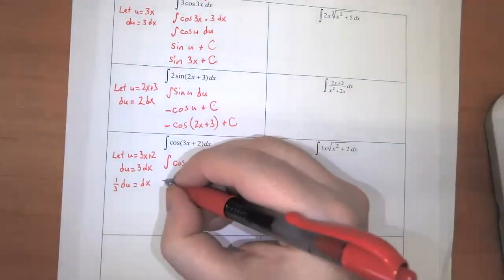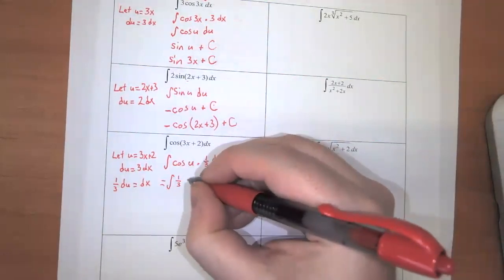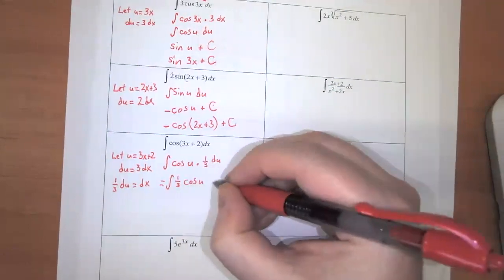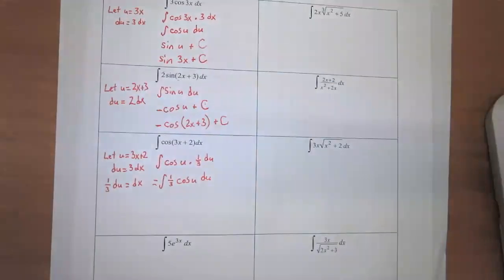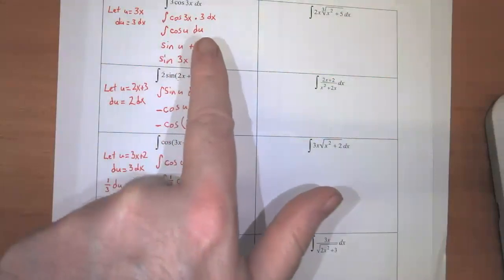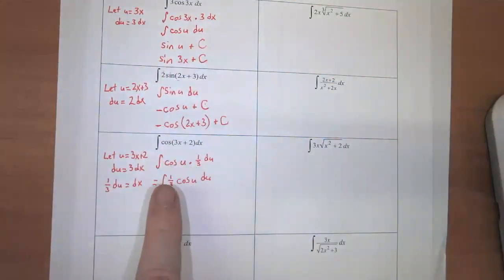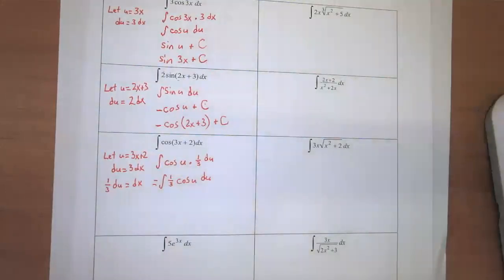And maybe just for kicks, I'll rearrange this a little bit: 1/3 times cosine of u du. All right, now I've got another little bit of a problem. In the problem up here, I had the indefinite integral of cosine of u du, and that was on my integral table. But the indefinite integral of 1/3 cosine of u is not. So the question is, what am I going to do about that?